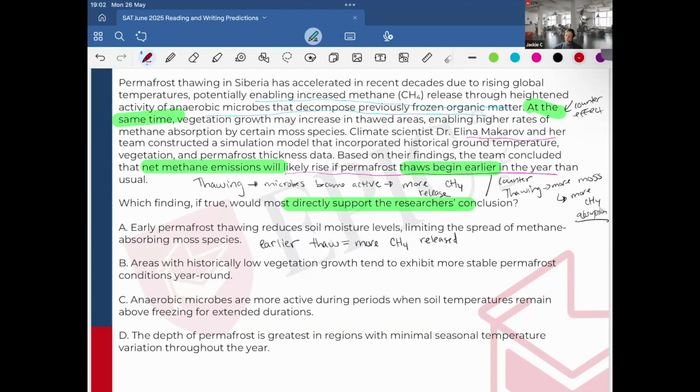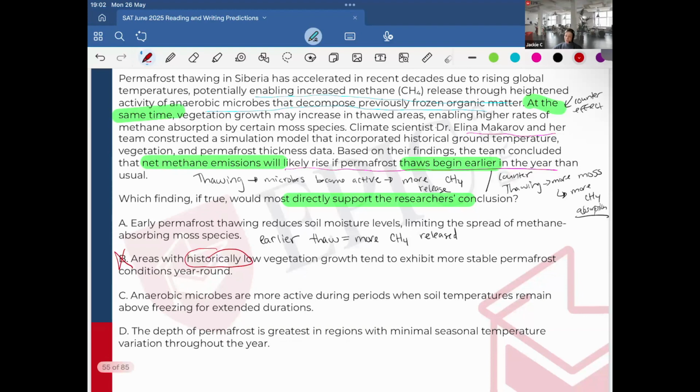B, areas with historically low vegetation growth tend to exhibit more stable permafrost conditions year round. Okay, so do we care what's happening with historical stability? No, I want to be focused on when the thawing is occurring earlier. So this has nothing to do with the net methane rise. So it's not really strengthening this cause and effect claim.